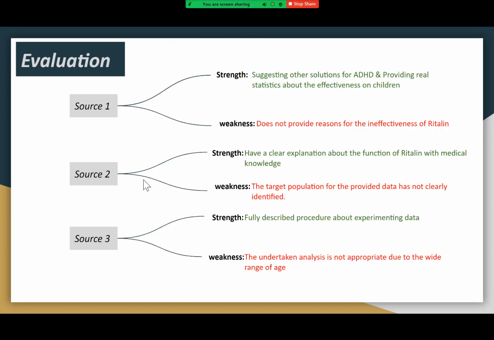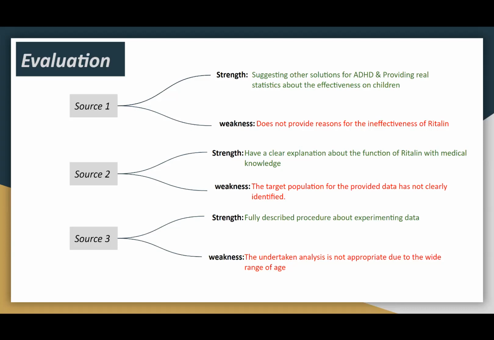About the evaluation of these three sources, for source one, I think it is good because it suggests other solutions for ADHD and provides real analysis about the effectiveness of this drug on children. But it does not provide reasons for the ineffectiveness of Ritalin. The second source has a clear explanation about the functions of Ritalin with medical knowledge, but the target population of the provided analysis has not been clearly identified. So there are some problems with the identification.